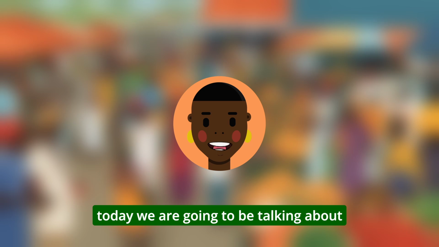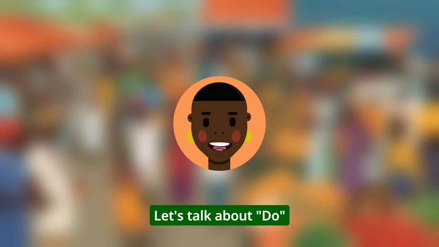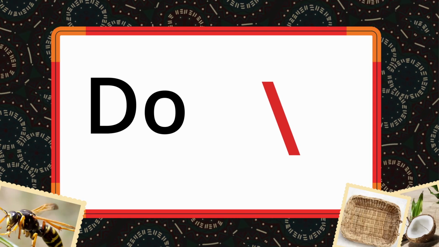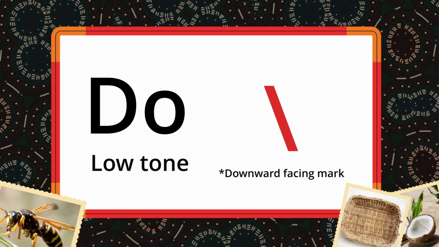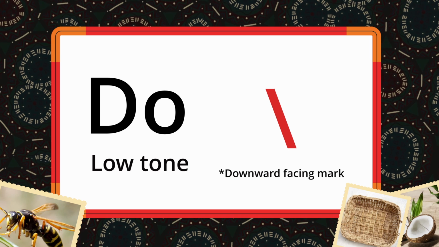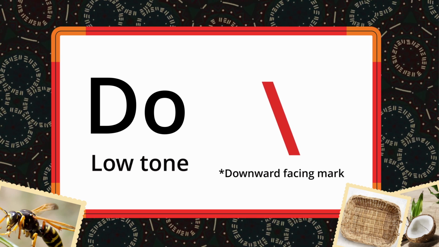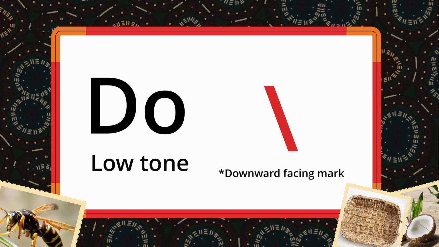So today we are going to be talking about Yoruba tonal marks, Ohun. We call it Ohun in Yoruba. Firstly, let's talk about Do. Do is the lowest tone marked by a downward-facing accent. It indicates that a syllable is pronounced with a low pitch. Do is the lowest tone.